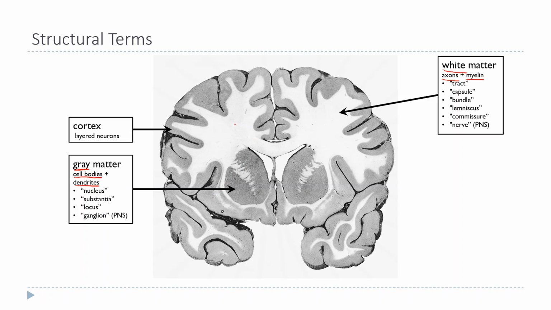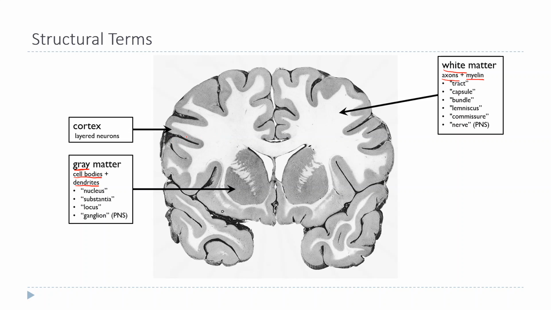But really, it's just many bundles of axons surrounded by myelin, which means that the white matter is the parts of the brain that connect different parts of the brain with each other and connect the brain with other parts of the nervous system, like the spinal cord.